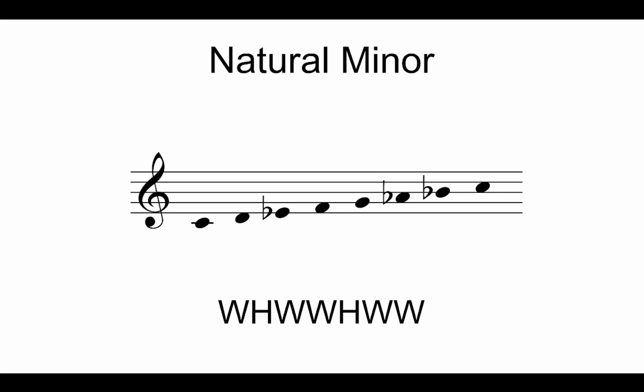The scale above is C minor, which does use flats. It sounds like this. Notice how the flat 7 or the B flat is not a half step away from the tonic. This means that natural minor does not have a leading tone like major does. You can build the natural minor scale with the pattern whole step, half step, whole step, whole step, half step, whole step, whole step.